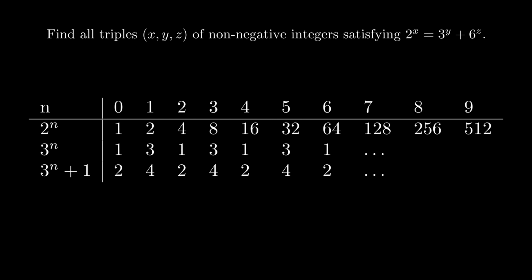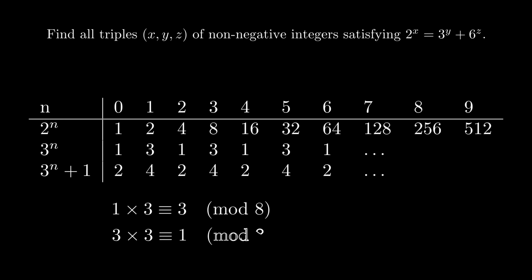Indeed, this reveals another alternating pattern, and we can prove this much more easily. We note that in mod 8, 1 times 3 is 3, and 3 times 3 is 9, which is congruent to 1 mod 8. And the cycle repeats: 3, 1, 3, 1, and so on. Then adding 1 to each term gives us the desired result.